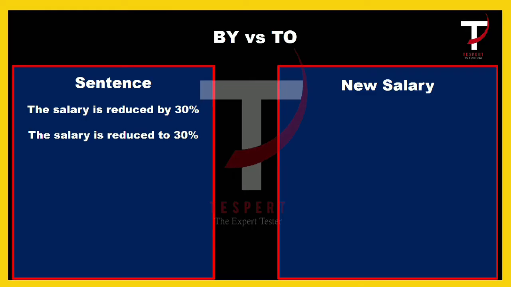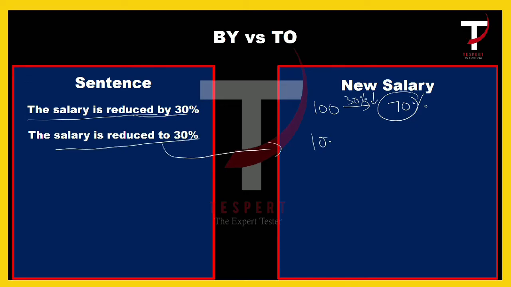There is a clear difference between "by" and "to". If we consider this statement, the salary is reduced by 30%, it means if we assume the initial salary to be 100, it got reduced by 30%. So 100 minus 30, the final salary is 70 rupees, 70%. But if the salary is reduced to 30%, that means from 100% it became 30%. So the final salary is 30%, not 70%.